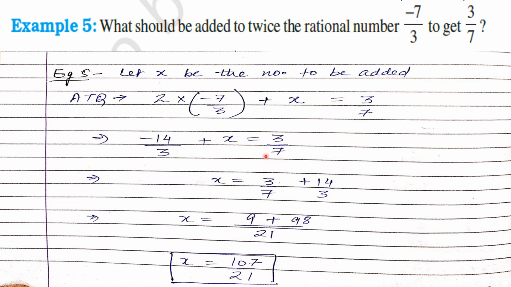Then you all know the method of solving. We will isolate the x on the left hand side. We will take this to the right side. It becomes 14 upon 3. Then we take the LCM of 7 and 3, that is 21. We can say 7 3s are 21. Therefore 3 3s are 9. 3 7s are 21. Therefore 14 7s are 98. So the final answer is x equal to 107 upon 21.